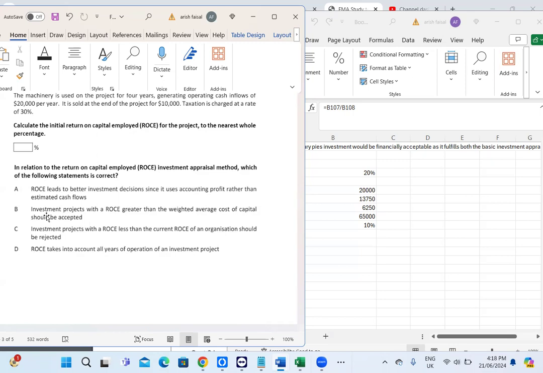For the third point, investment projects with a ROC less than the current ROC of an organization should be rejected. Not necessarily. As long as the ROC is positive, you should still do the project and you can still look at the net present value of that project. So it's not necessary that you will always reject it. However, the fourth statement is correct because it says ROC takes into account all years of operation of an investment project. So we did consider the profit earned in the entire life of the investment. If it was for 4 years, as in the previous question, we actually saw the entire 4 years basically. So in this case, the option would be D.